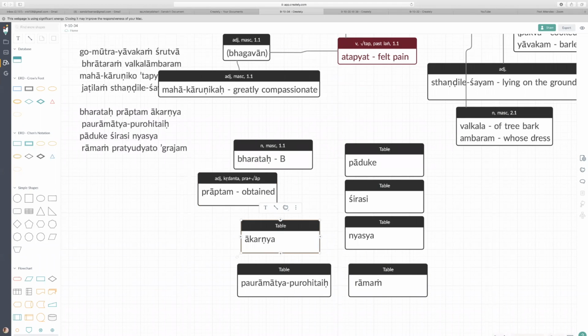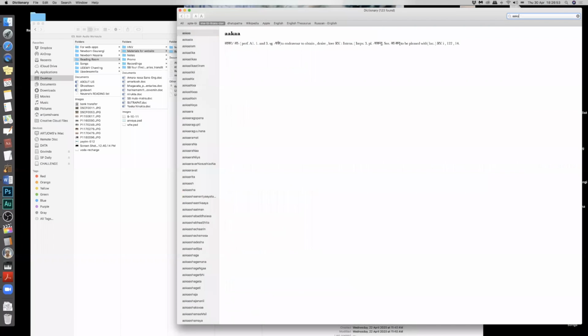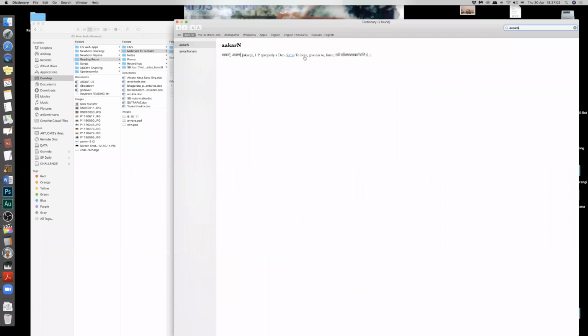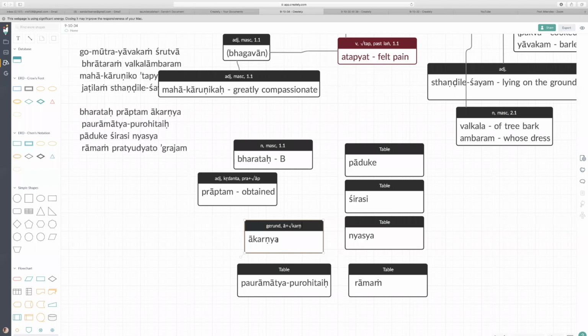Praptam. Akarnya. What about akarnya? We see that ya at the end: a gerund, another gerund. Other things can also have ya at the end, but if you see some kind of verb before it, then it's most likely a gerund. A plus karn. Karn means to hear, and akarn specifically is used with that: to hear, give ear, to listen. That's from Apte's dictionary. So how do we transform it into a gerund? To hear. Hearing. Yeah, hearing.